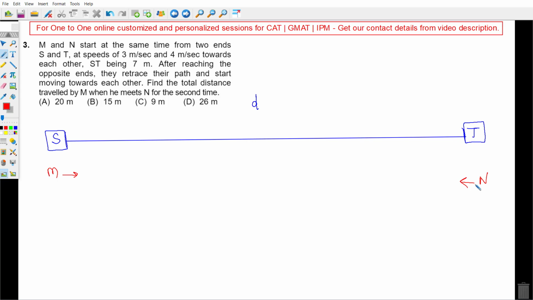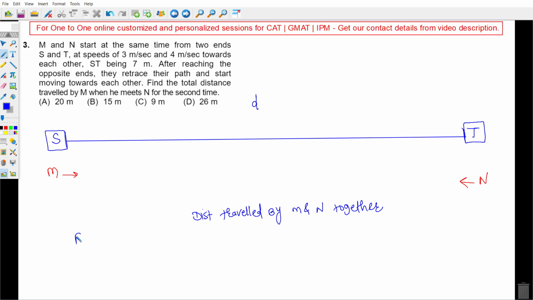Now my first question is, look here, the distance traveled by M and N together for the first meeting.